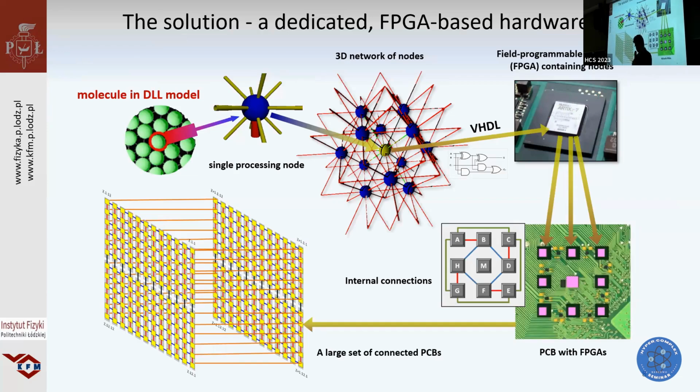An idea appeared. Let's build a dedicated device. We treat a single node in the algorithm of a network as a single data processing element. Let's combine this data into a three-dimensional grid. Let's describe it using logic gates. We'll throw it into FPGA. FPGAs onto printed circuit boards. Connect a large number of hosts.